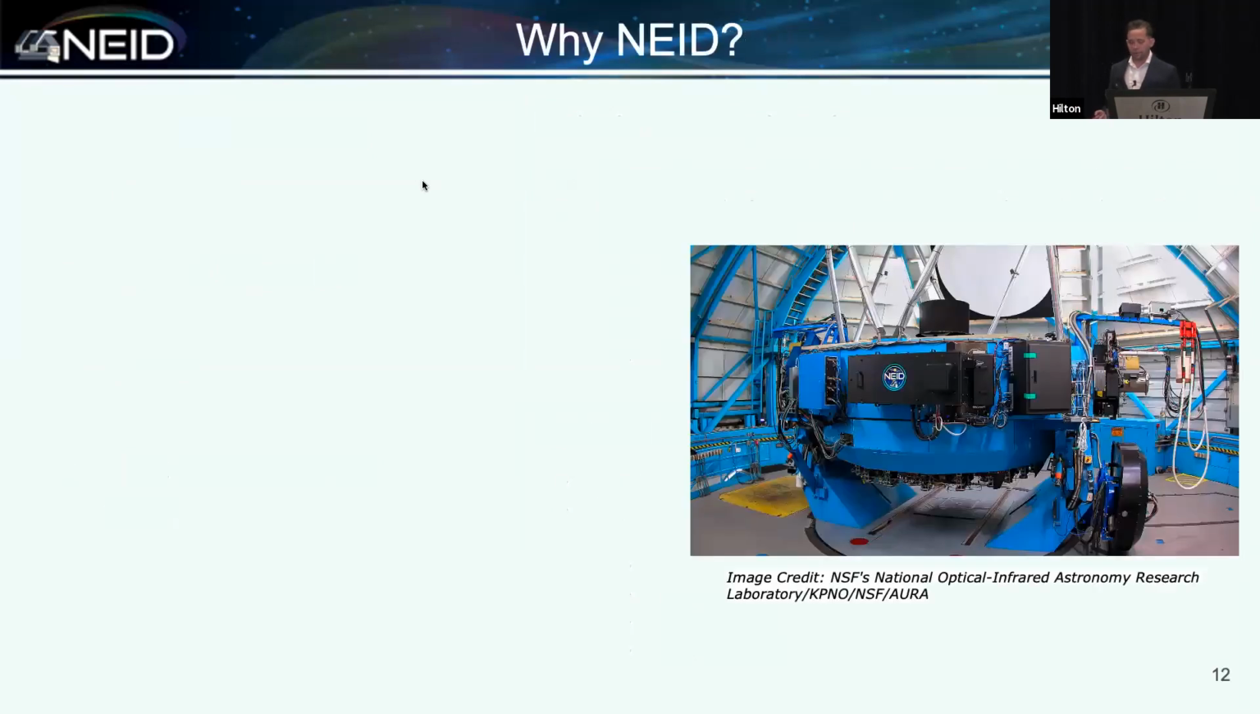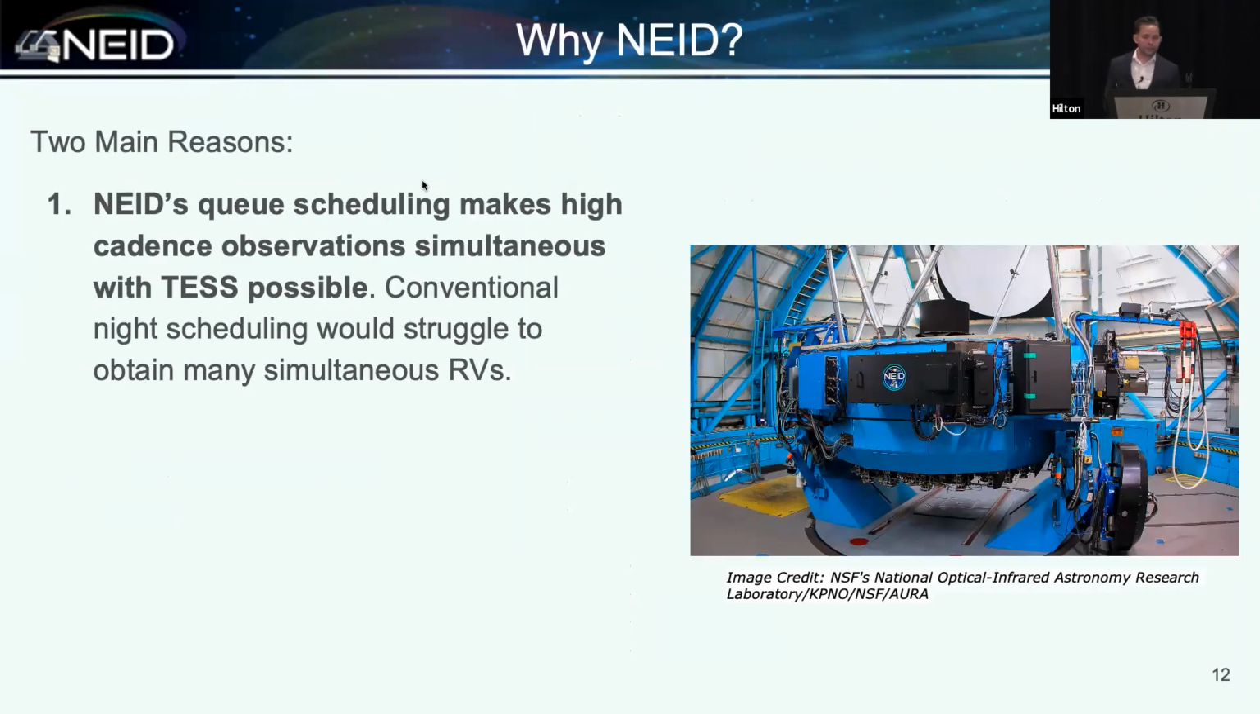Now, I've talked a lot about Kepler and TESS, but what I haven't really motivated is why we're using NEID for this project. 2 reasons. The first is that NEID is Q-scheduled, which is a really nice thing about NEID because it allows us to get these simultaneous RVs with pretty high cadence in a way that conventional night scheduling would make pretty challenging.